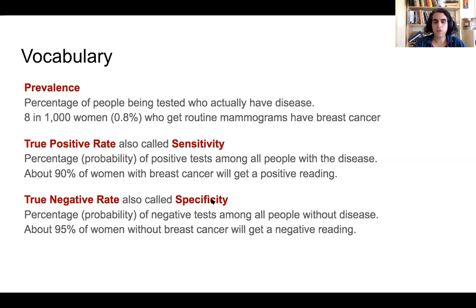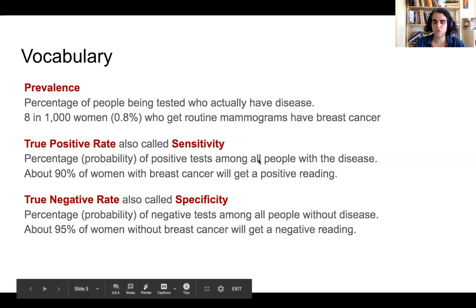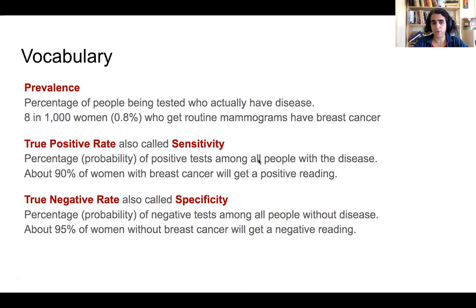So sensitivity and specificity are other terms for the true positive and the true negative rate. To be honest with you, I have a hard time keeping these two words straight. They sound too similar to one another in my brain. So I tend to use true positive and true negative, but you will see both of them.